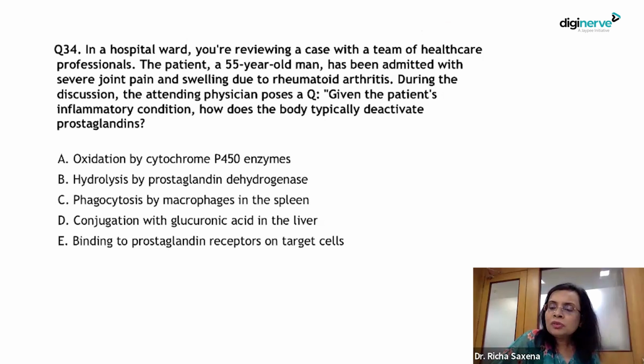Oxidation by cytochrome P450 enzymes basically occurs in cases of some drugs or some xenobiotics. Hydrolysis by prostaglandin dehydrogenase, this appears to be the correct answer. Conjugation with gluconic acid in the liver or phagocytosis by macrophages in the spleen, this doesn't make any sense. Conjugation with gluconic acid in the liver is basically for excretion of drugs. So this is not for hydrolysis or deactivation of prostaglandins.